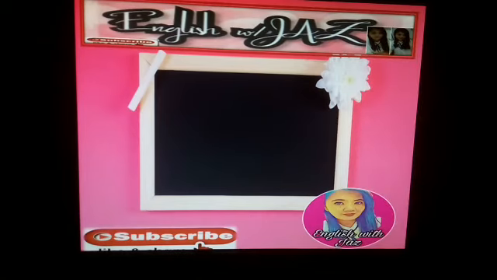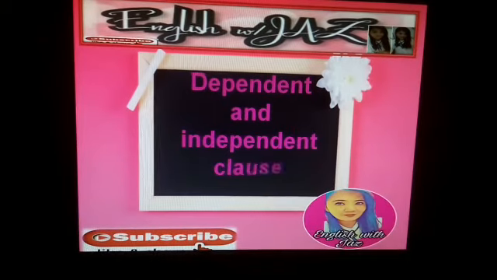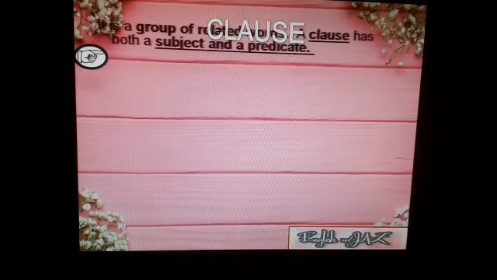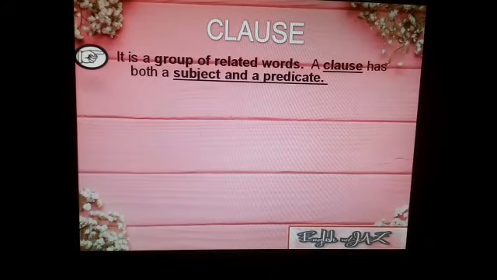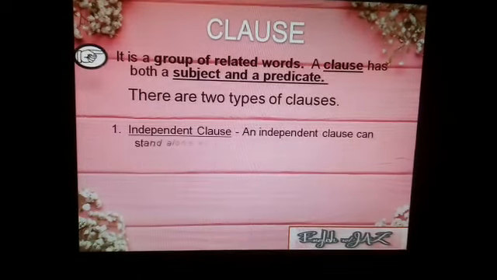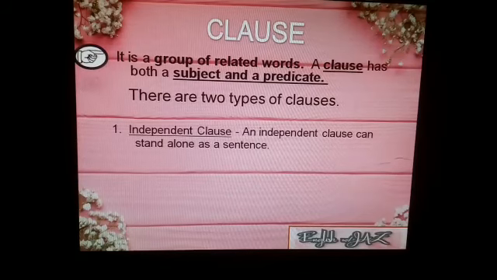Let us now begin our lesson on dependent and independent clauses. To start with, let us first have a definition of a clause. A clause is a group of related words and it has a subject and predicate. There are two types of clauses. One is the independent clause. An independent clause can stand alone as a sentence, which means it has both a subject and a verb and expresses a complete idea.